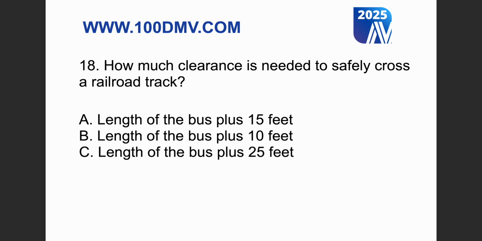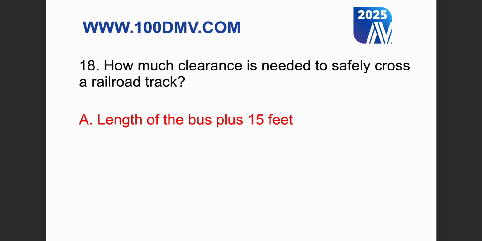18. How much clearance is needed to safely cross a railroad track? A. Length of the bus plus 15 feet. B. Length of the bus plus 10 feet. C. Length of the bus plus 25 feet. Correct answer, A. Length of the bus plus 15 feet.